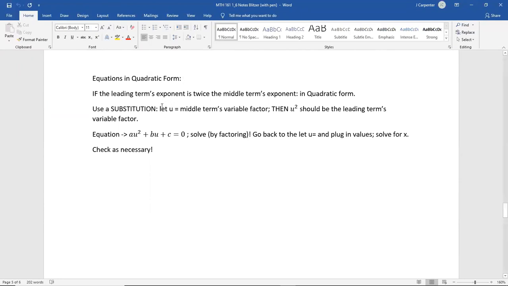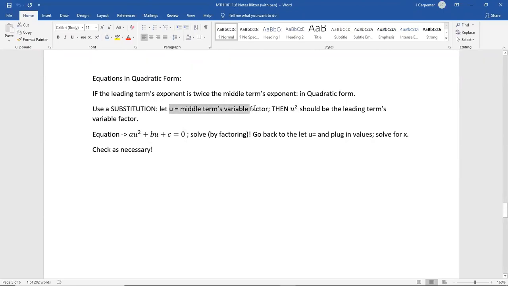So the idea is we make these two statements. The first one being let u equal the middle term's variable factor. Do you have to use the letter u? No, you can say y or a or b, or you can go into Greek letters, theta or phi, or all the weird ones like chi. But the reason we use u is because it's the second letter of substitution. The first letter s kind of sucks as a variable because s looks like a 5.